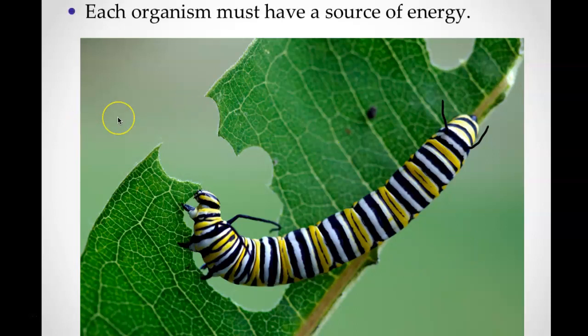Anyways, each organism must have a source of energy. So this is where a virus will not fit in. Viruses do not eat. They do not have a metabolism. They do not use ATP. And so I think this is the one thing that scientists will use as their rationale for a virus not being a living thing. And so those are all of the characteristics of life.